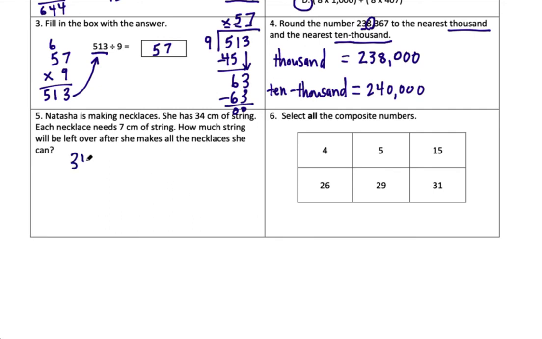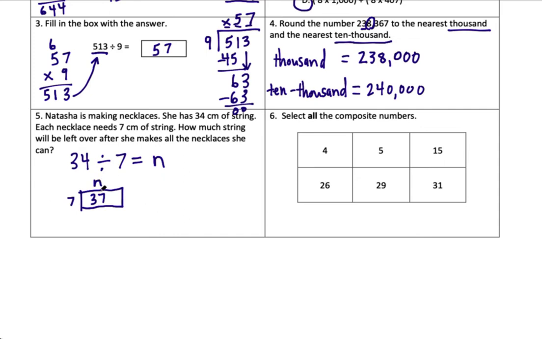So we have 34 centimeters of string being divided into 7 because that's how much it takes to make a necklace. I'm just going to write an equation here. I'm going to solve this. This time I'm going to use a different strategy. I'm going to use an area model with division. I can easily do that. So that would be 34 divided by 7 equals n. That's kind of how I write this with an area model with division.